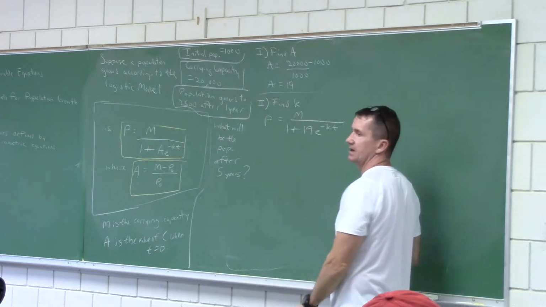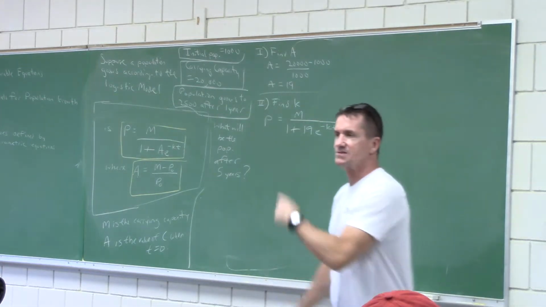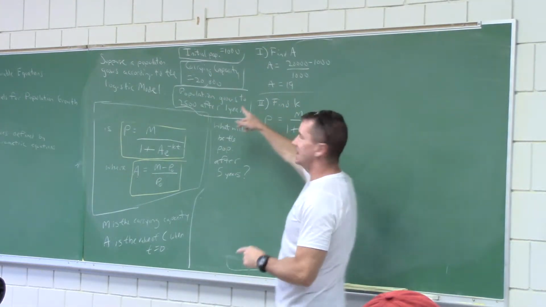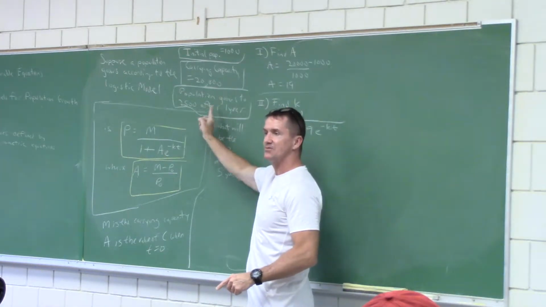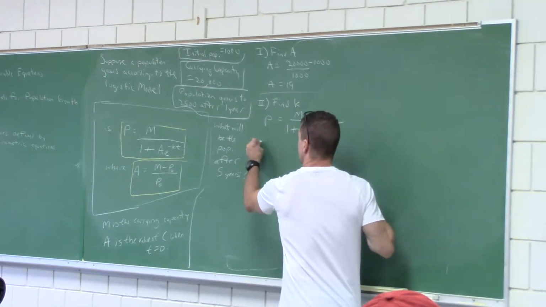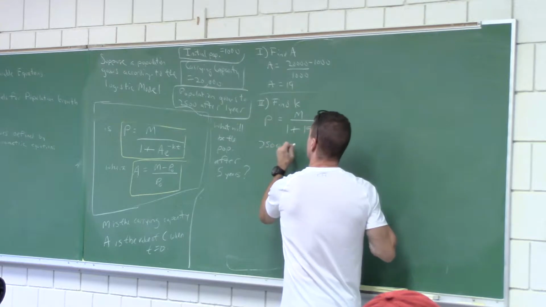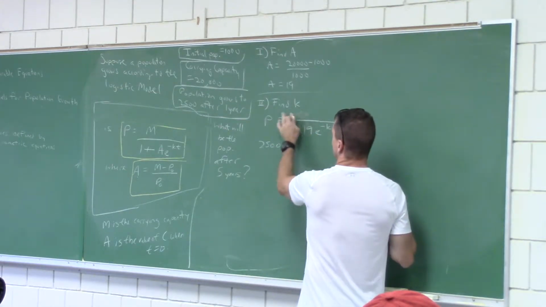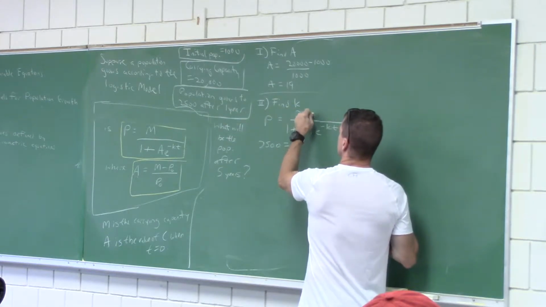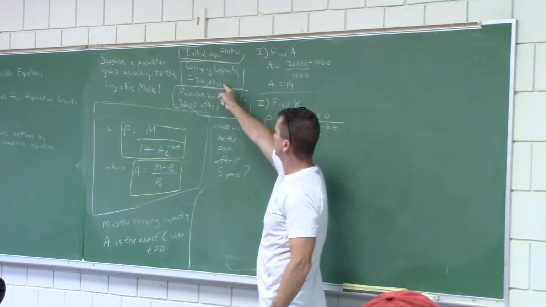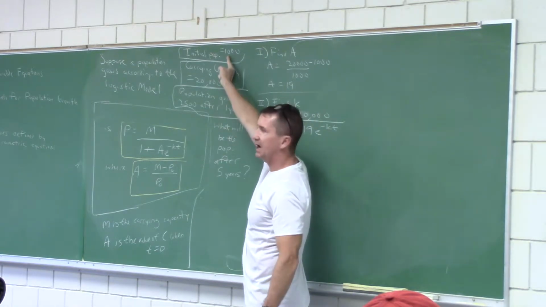So how do I get K? They give us some numbers that are going to help us get K. They said the population grows to 2,500 after 1 year. Where do I put the 2,500? That's the P, the population. What's the M value? 20,000. I should have put it here, huh? I apologize. And we know M is 20,000, right? That's M. That's P naught.